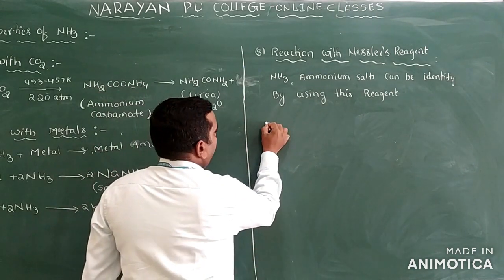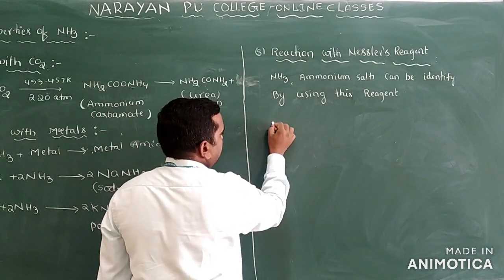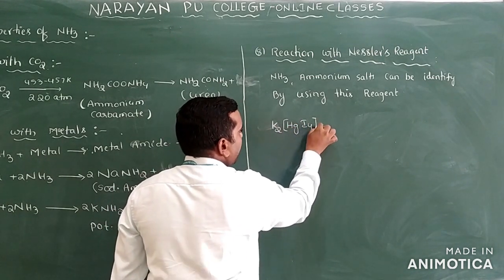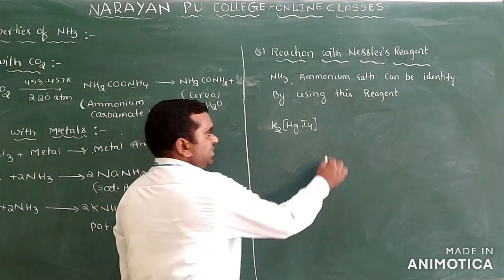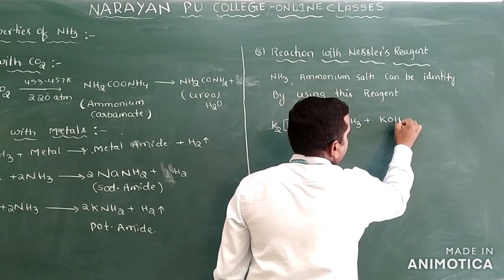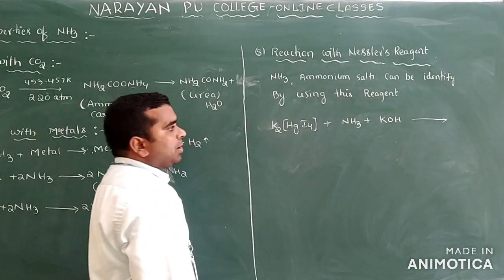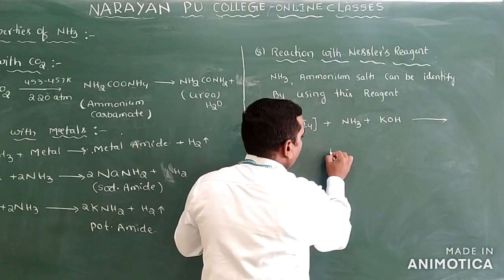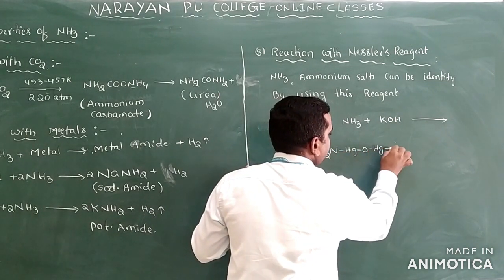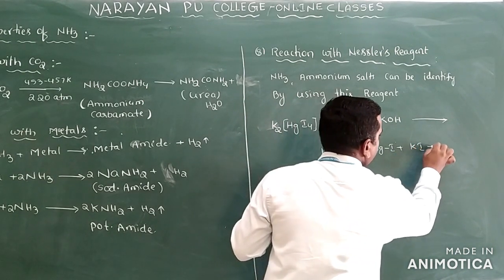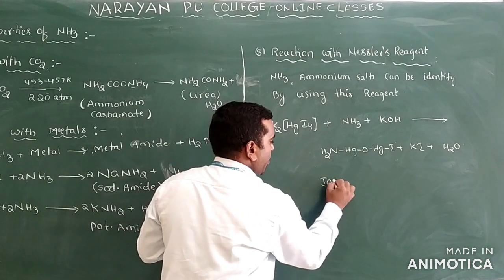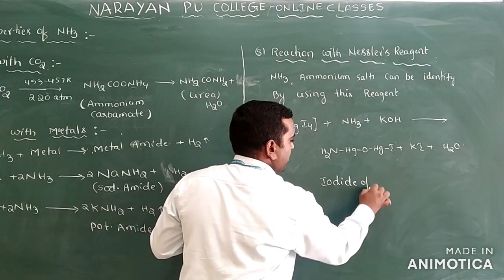And you know that whenever ammonia reacts with Nessler's reagent, what is Nessler's reagent? K2HgI4. This we call Nessler's reagent. It is treated with ammonia, NH3, in basic condition, and it gives the compound NH2HgO HgI plus KI plus H2O. And this compound we call the iodide of Millon's base.